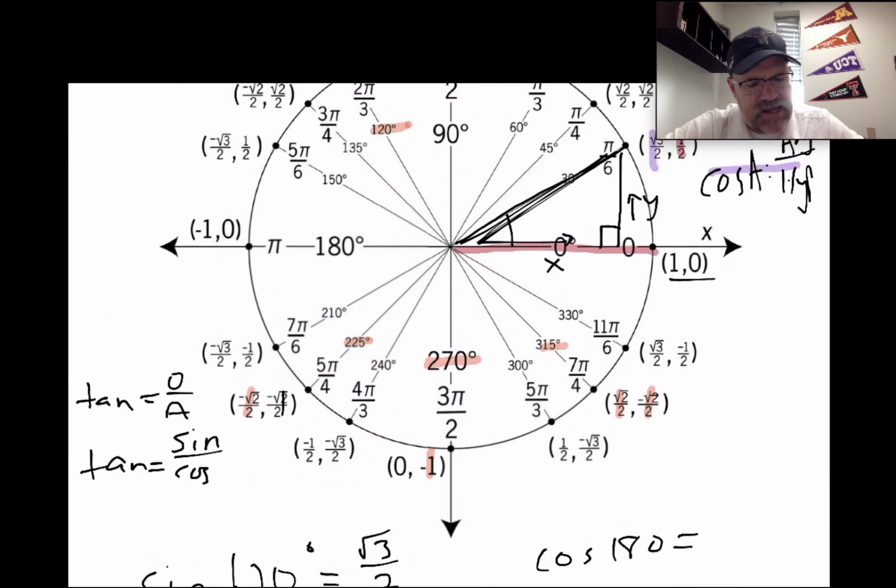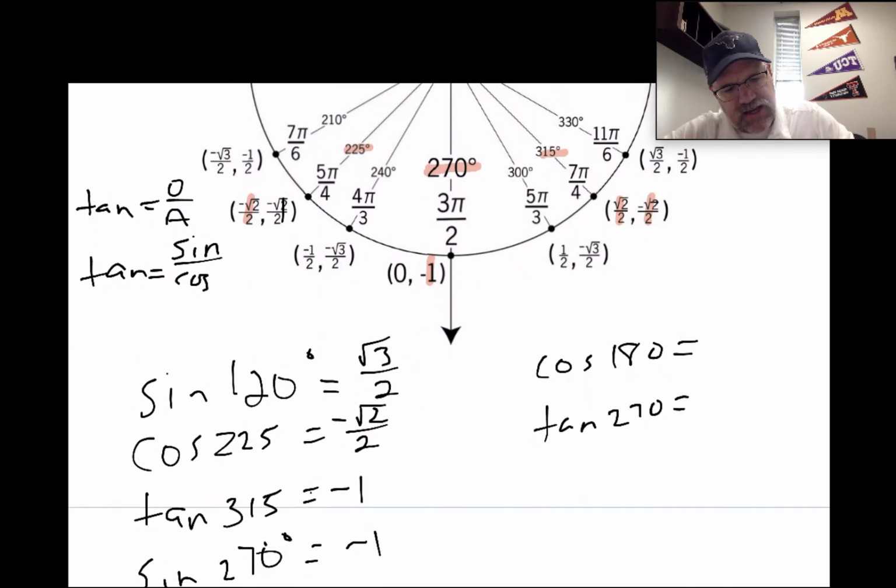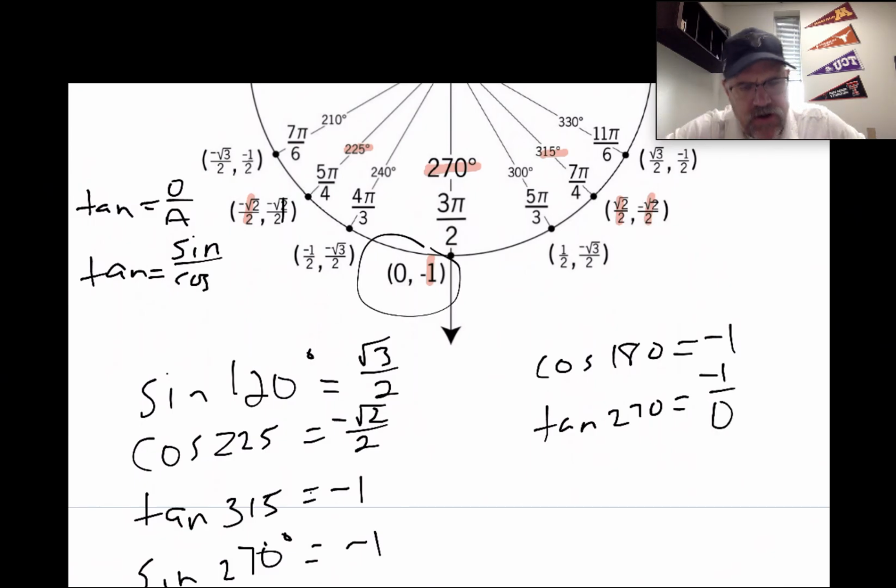Cosine of 180, here's my 180. Cosine is my x value. Hey, that's negative 1 too. Tangent of 270, so this is what this one is. Sine over cosine, negative 1 over 0. Well, anything over 0 is 0.